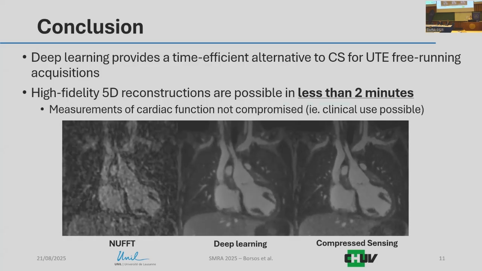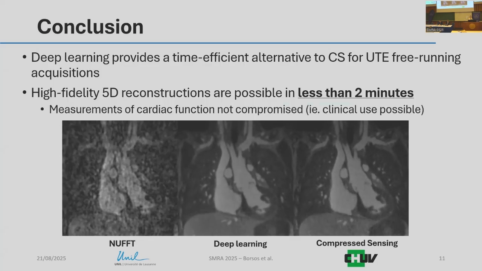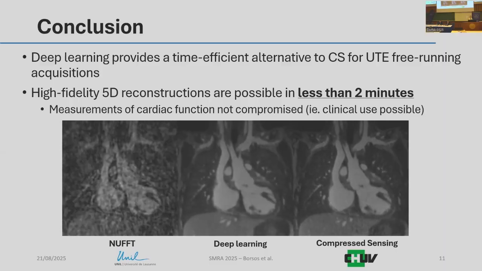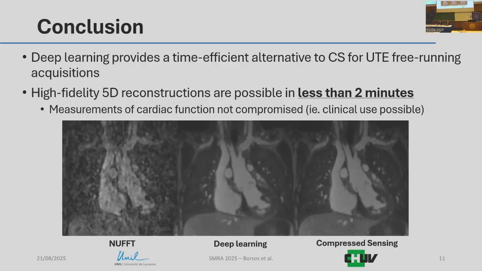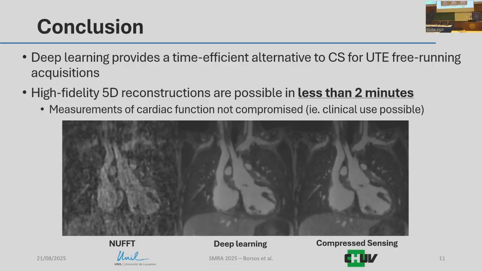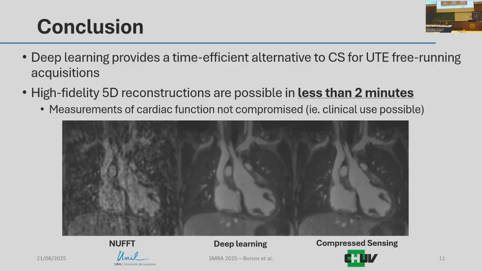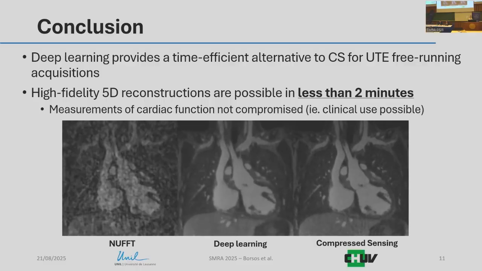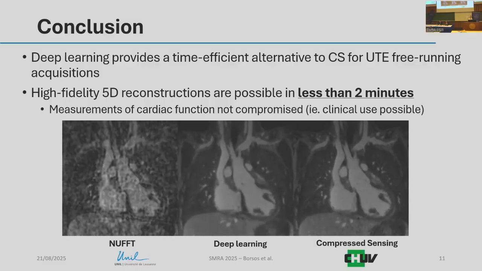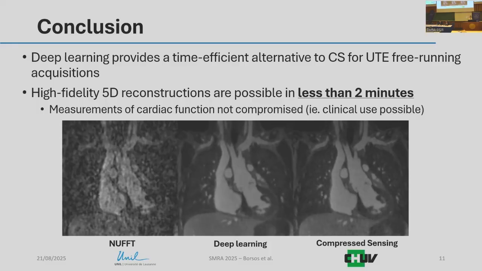And so with that, today we've shown that deep learning can provide a time-efficient alternative to compressed sensing in the context of the reconstruction of UTE free-running data. We've demonstrated high-fidelity 5D reconstructions are possible in less than 2 minutes without compromising measurements of the cardiac function. And that basically sets the stage, or paves the way, for us to start rolling this out in the clinic, which is something we're currently working towards, myself and colleagues.